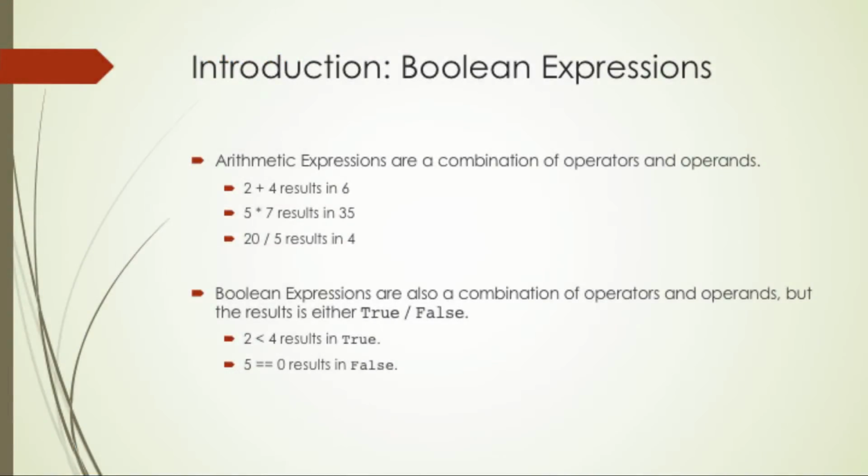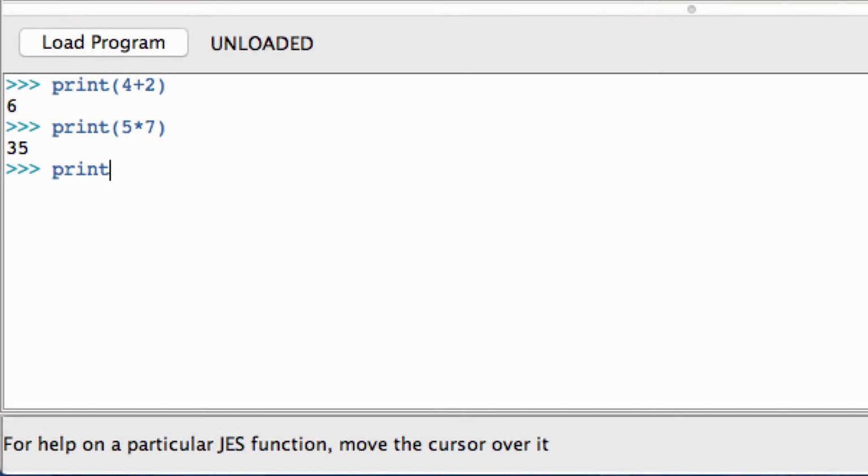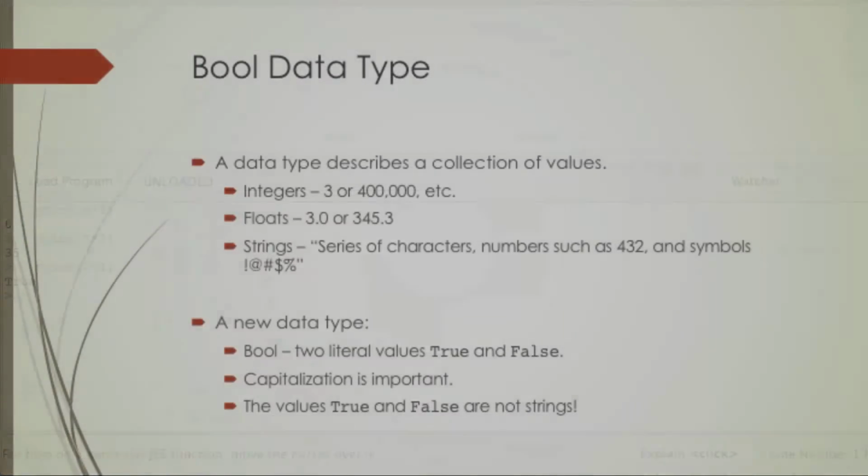A Boolean expression, on the other hand, still uses a combination of operators and operands, but the result is a true or false value. For example, 2 less than 4, where 2 and 4 are the operands, and the less than sign is the operator. And we can see that the output is true.